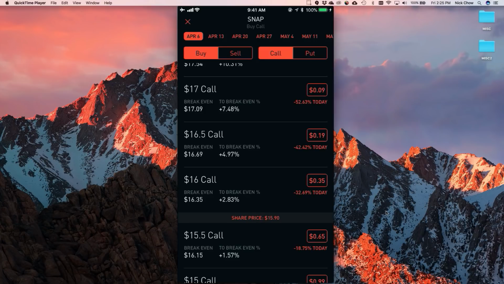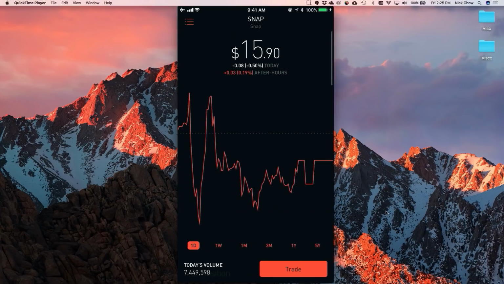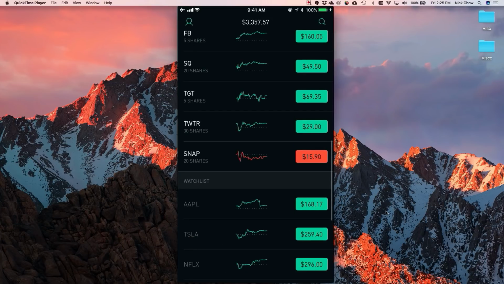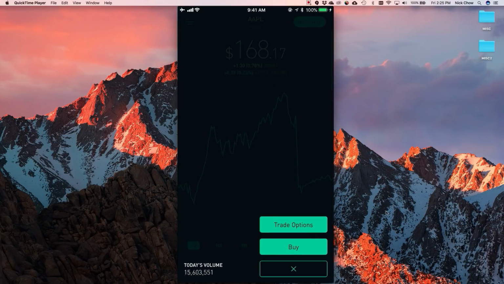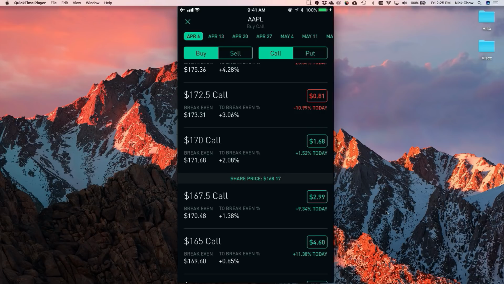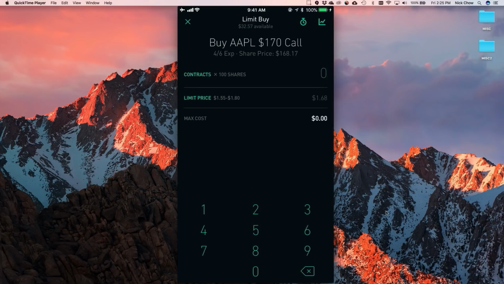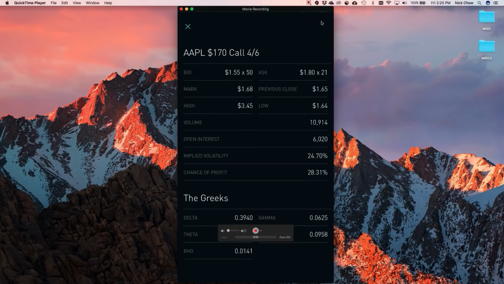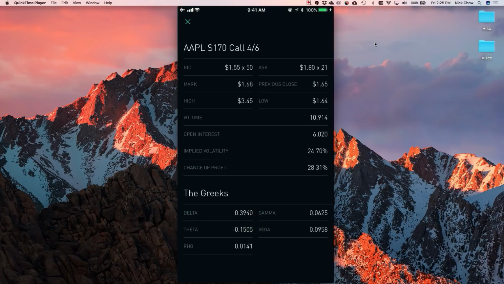Now, if you're not sure, let's go back just to that example of Apple, of the 170 call, just so you can keep it uniform here. Now in the upper right, I'm going to tell you where the variables are. So in the upper right hand corner, you get this little graph thing that gives you information regarding this call. And right down here are the Greeks.